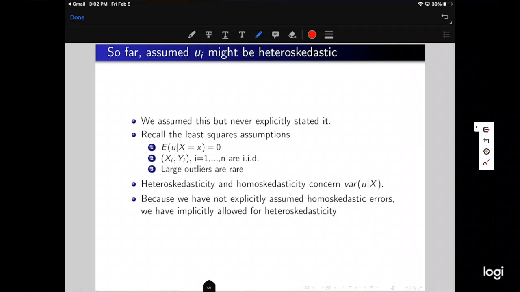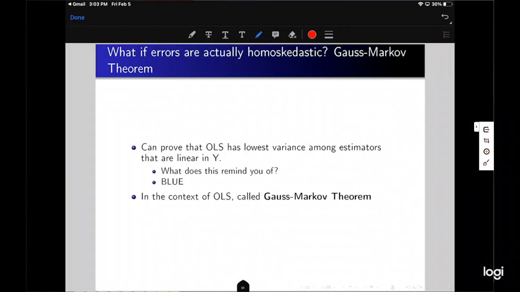These two terms we're talking about today concern the variance of u conditional on x. We haven't said anything here about the variance of u. Because we have not explicitly assumed homoskedastic errors, we've implicitly allowed for heteroskedasticity. But what if errors are actually homoskedastic? This leads us to what's called the Gauss-Markov theorem. We can prove that the OLS estimates have the lowest variance among estimators that are linear in y.